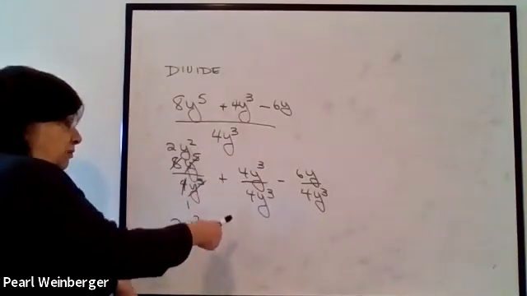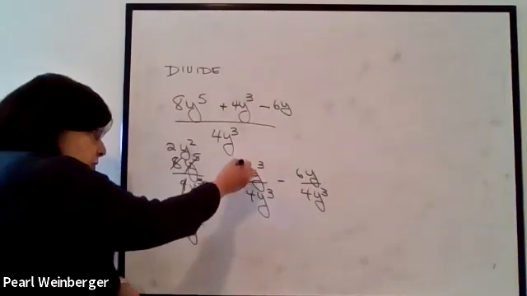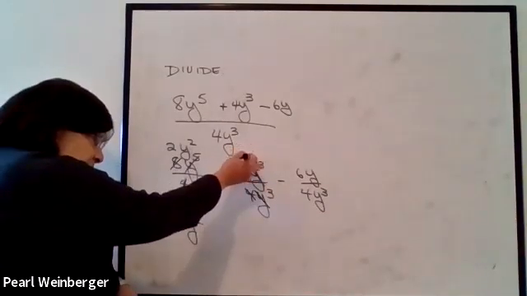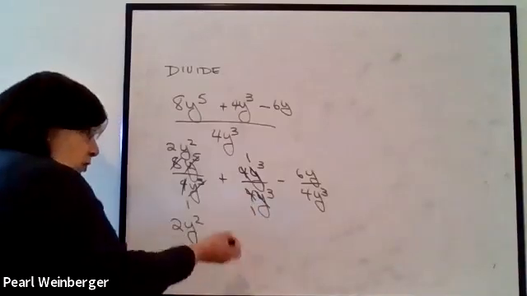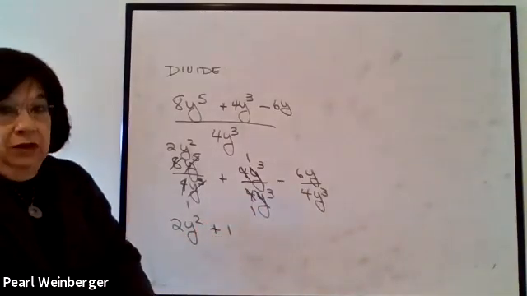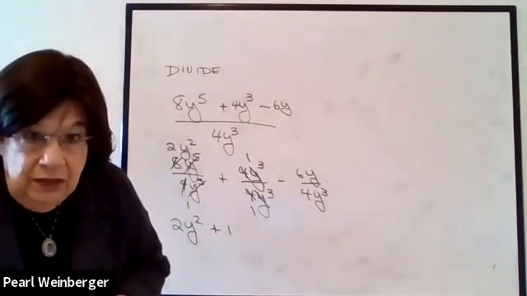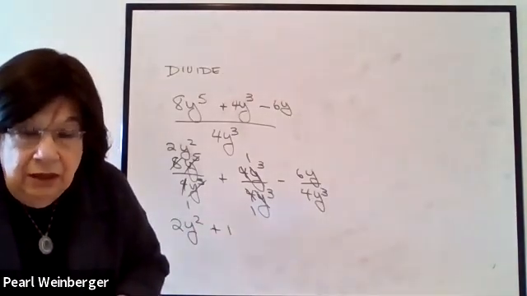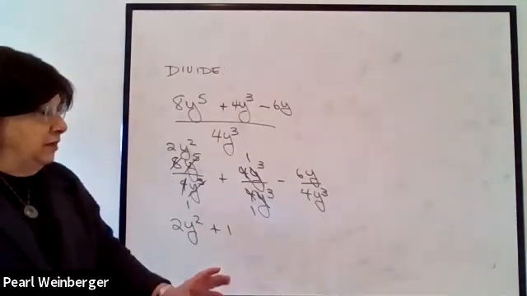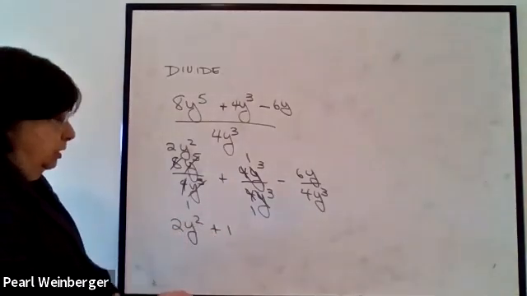Going on to our second fraction, the 4's cancel out, and the y cubes cancel out. Everything cancels out. So I'm left with 1 over 1, which is just plain 1. Don't forget, when everything cancels out, that you have to put in a 1. Don't just leave it blank. You're dividing something by itself, the answer is 1.